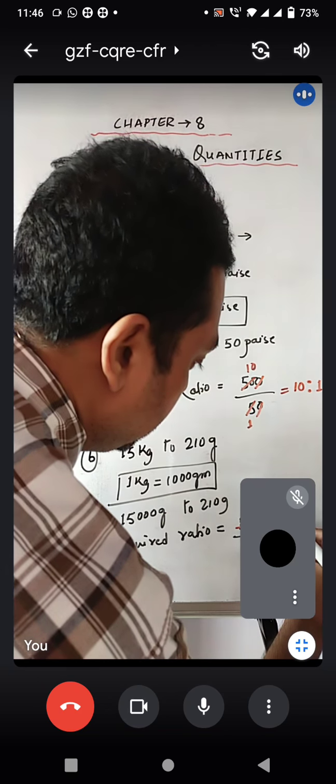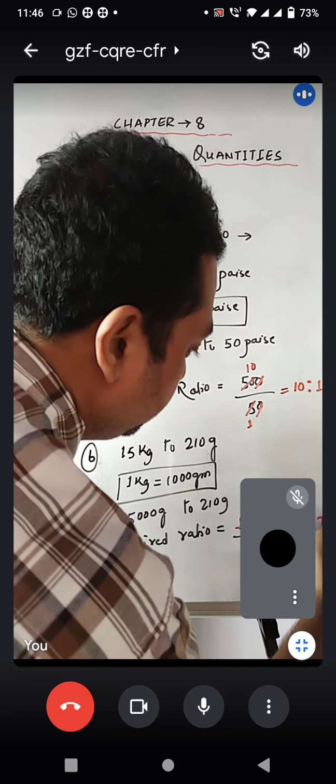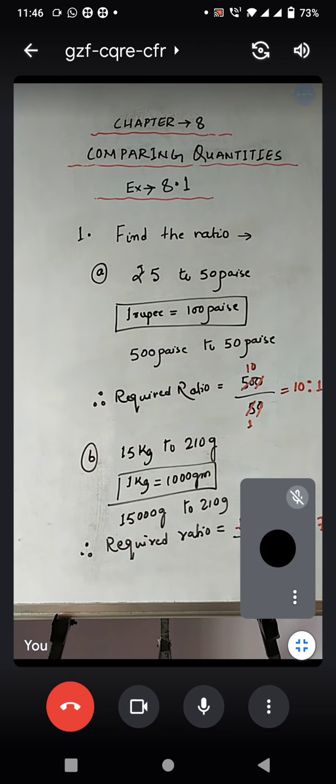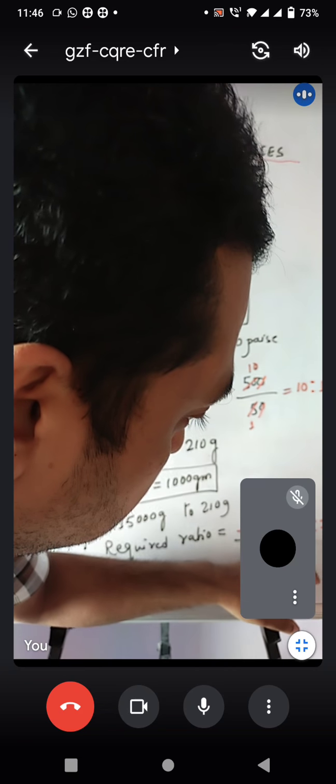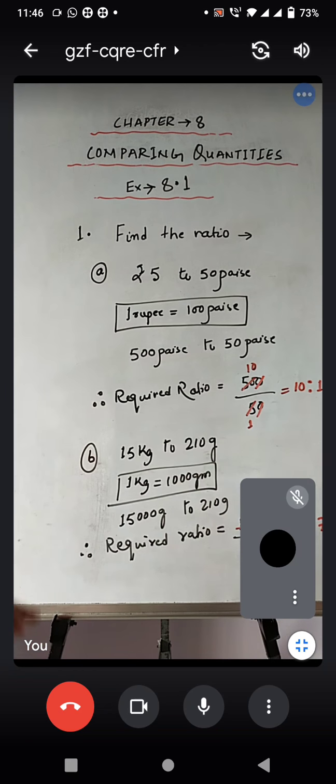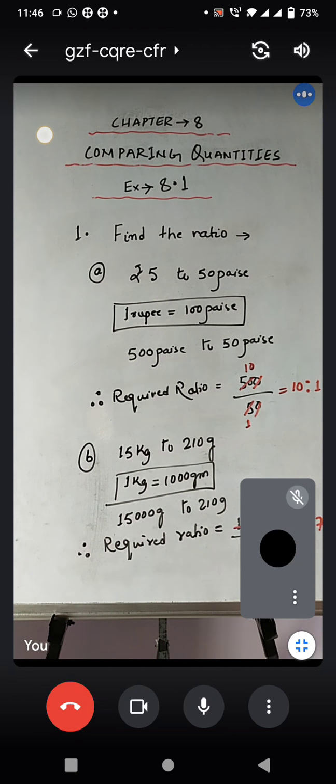So we'll give the answer as 500 divided by 7. So this is the ratio form. 500 is to 7. So this is the required solution of question number A and B. Now let's move on to sum number C.